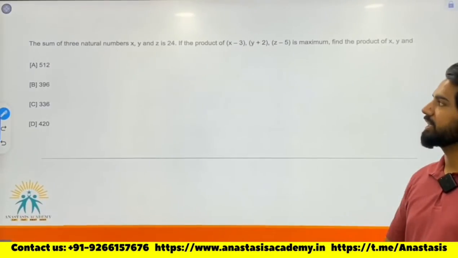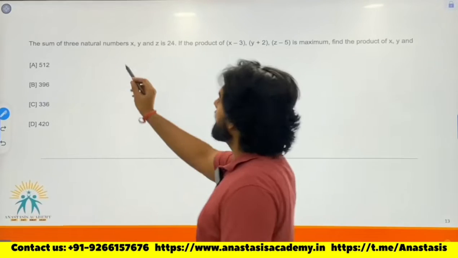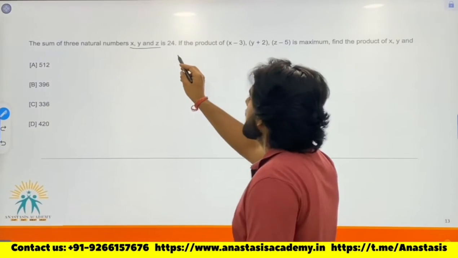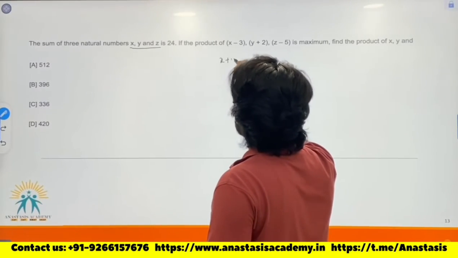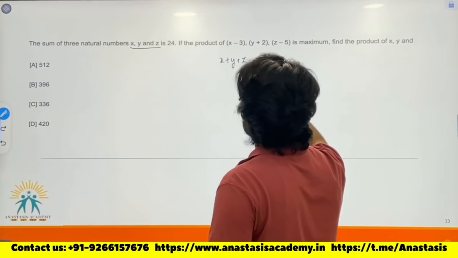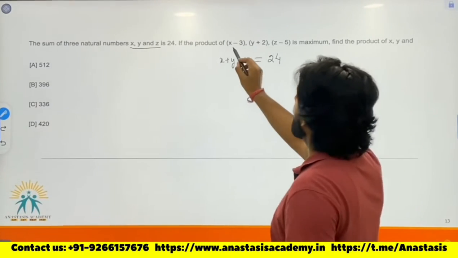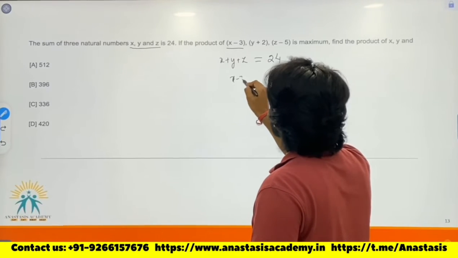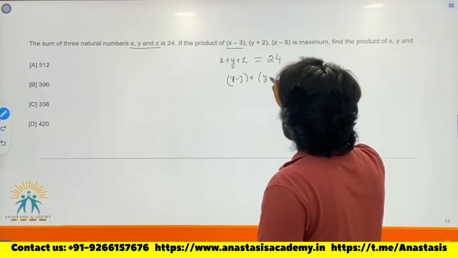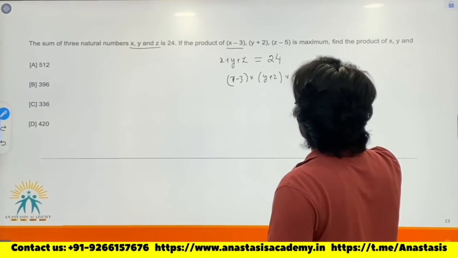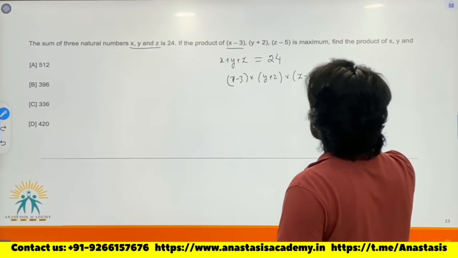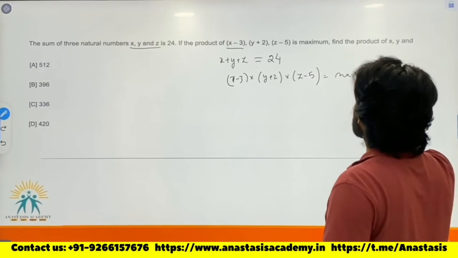Let's solve this question. The sum of three natural numbers x, y, z is equal to 24. These are three natural numbers and their sum is given as 24. If the product of x minus 3, y plus 2, and z minus 5 is maximum, this product is maximum.